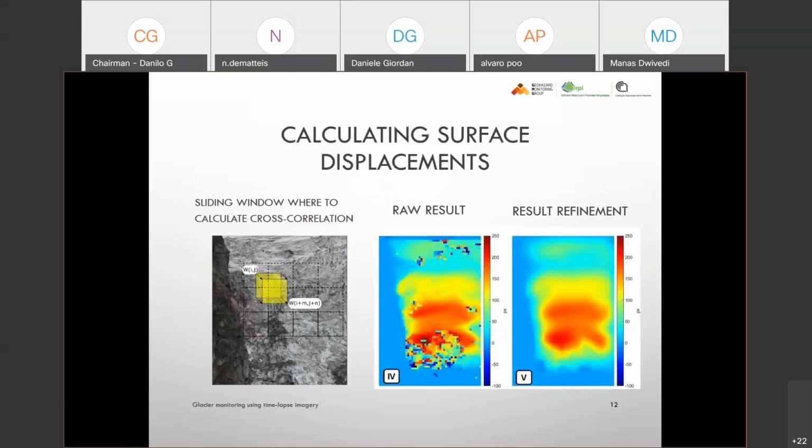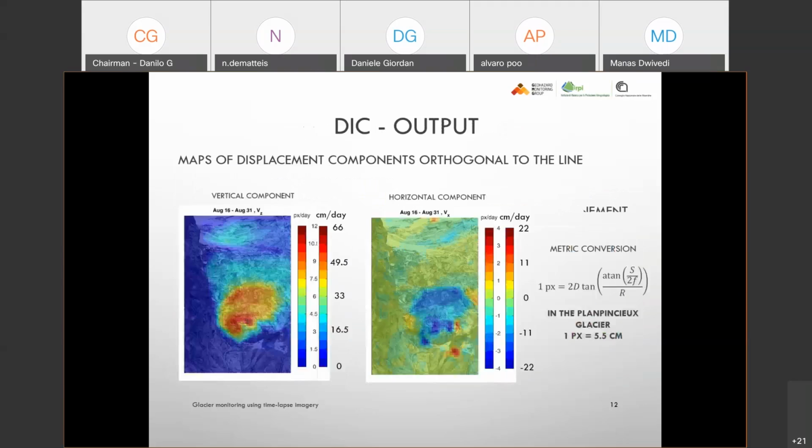Then the displacement of the process, in this case of the glacier, is calculated within a sliding window that covers all the image. And within each window, the cross correlation is calculated, and a value of displacement is obtained. Therefore, the very output of the digital image correlation is a map, so a spatially distributed result of the displacement.